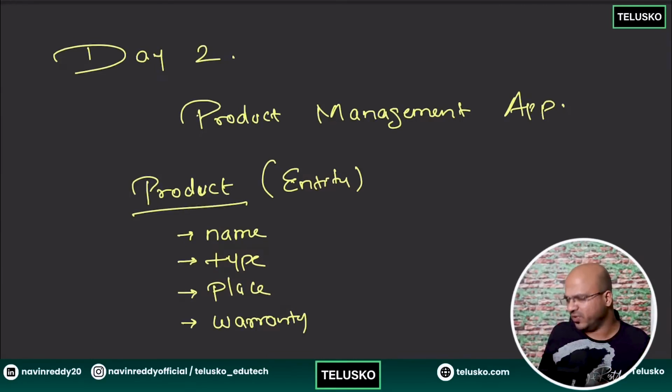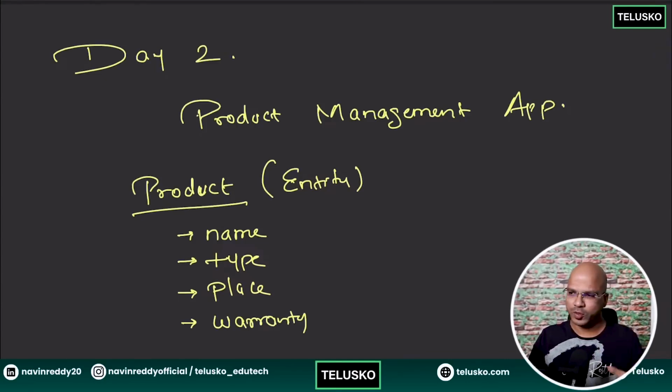We can also have color. We can also have the owner who owns that particular product, right? Makes sense, right? We can have all these properties. But just to keep it simple, let's work with these four, and when you do this project, you can also add some extra things to it. So that's my entity, right?